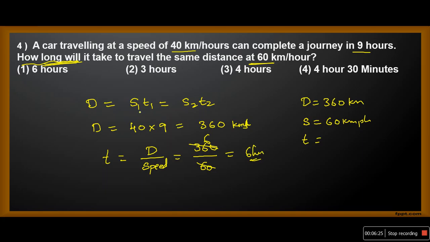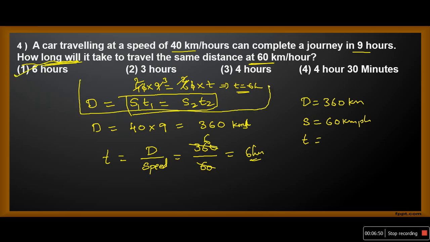You can do it directly by using this formula. How? 40 into 9 equivalent to 60 into t, speed is 60. I have to find the time. 0 and 0 will get cancelled. 3 3s and 3 2s, 2 1s, 2 2s. On simplification, you will get t equal to 6 hours. The same answer, option 1. So if you are good at the concept, you can go with this formula. If you are able to remember the formula, you can go with this, or else you can go by this method. Okay, next.